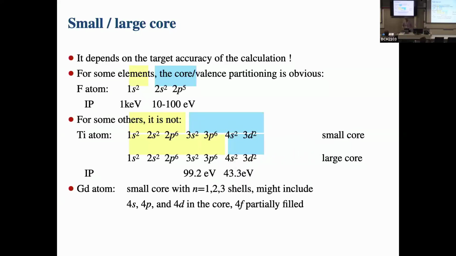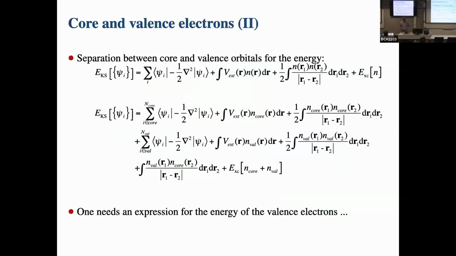So depending on the material, there is a big effort that needs to be done, and there's a website called the Pseudo Dojo that you may have heard of, where we provide good quality pseudo-potentials that are based on comparison with all electron calculations. So the idea then is to separate the core electron and the valence electron in the functional, and there's a formal way to do it.